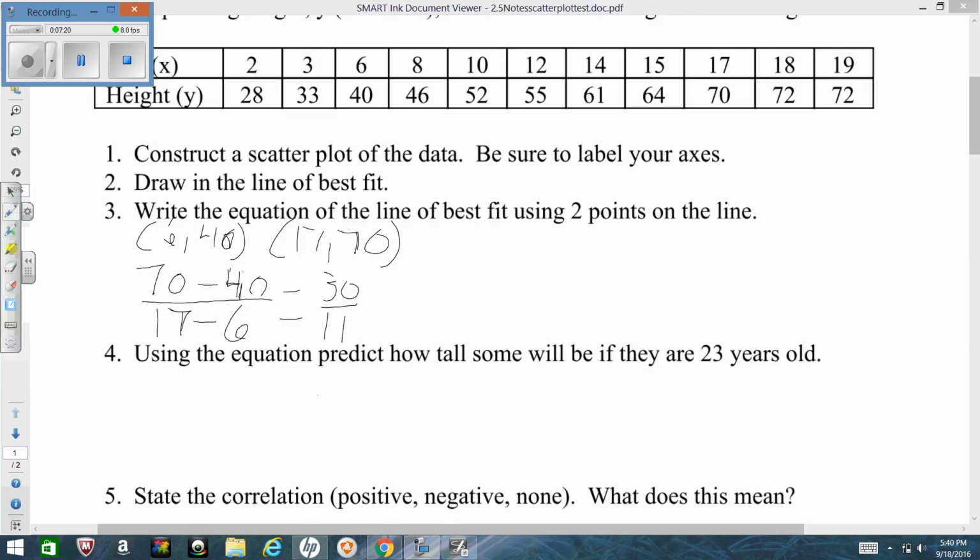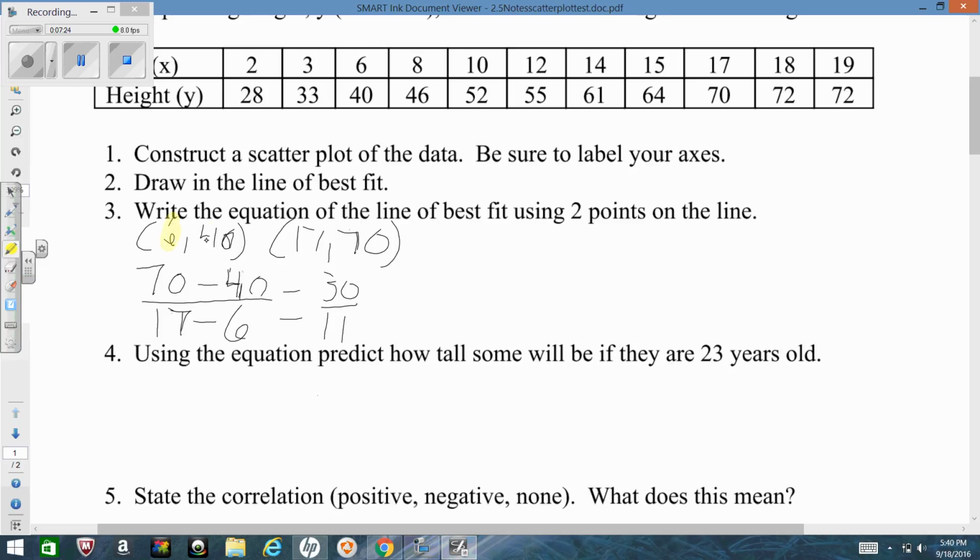So now let's do number 3, write an equation using line of best fit of the points. First thing I need to do is find my slope. So again, I use my point 6, 40 and 17, 70. I took y2, which is 70, minus y1, which is 40, to get 30. Took x2, 17, minus 6, which is x1, and I got 11.